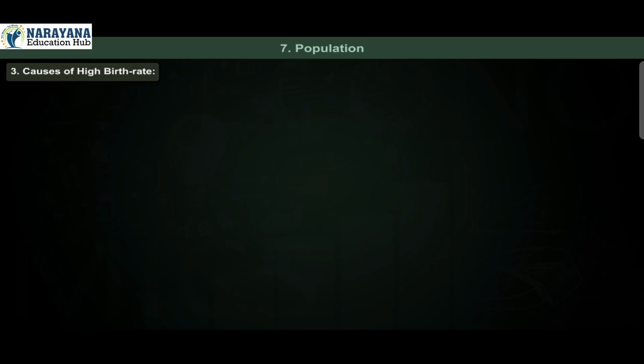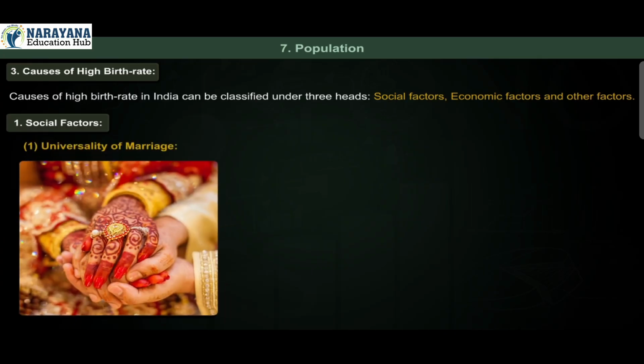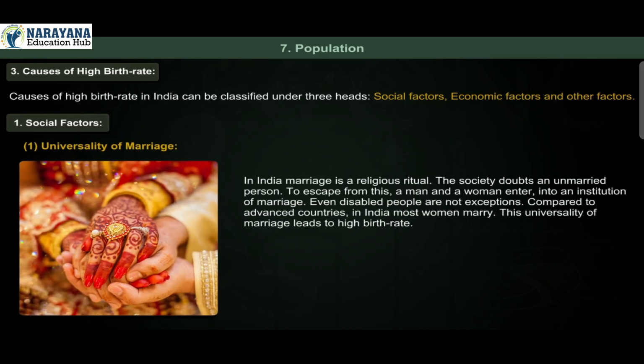Causes of high birth rate. Causes of high birth rate in India can be classified under three heads: social factors, economic factors, and other factors. Social factors. First, universality of marriage. In India, marriage is a religious ritual. The society doubts an unmarried person. To escape from this, a man and a woman enter into an institution of marriage. Even disabled people are not exceptions. Compared to advanced countries, in India most women marry. This universality of marriages leads to high birth rate.